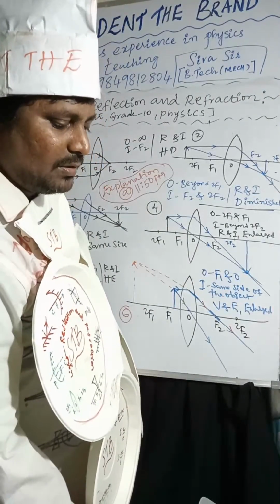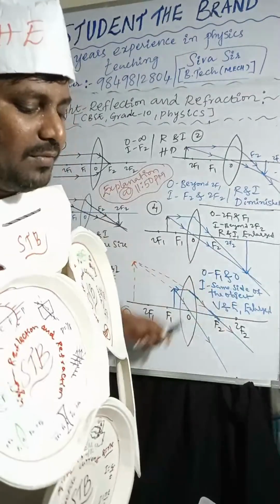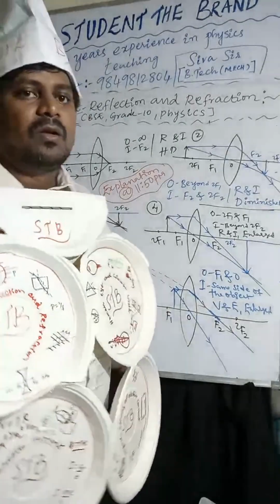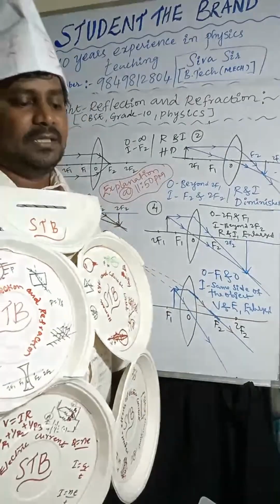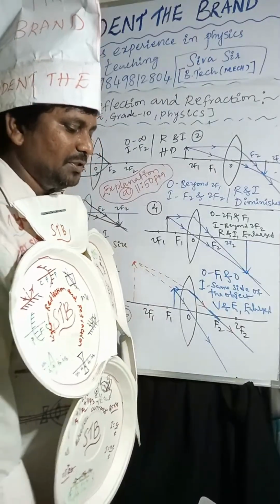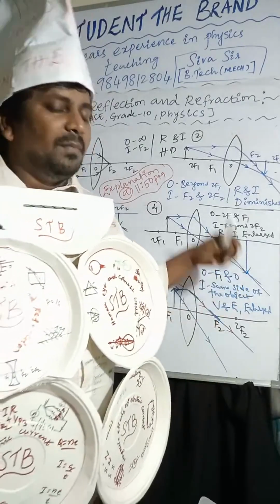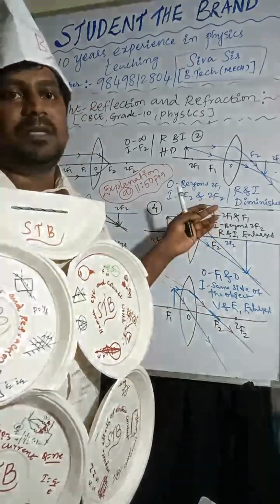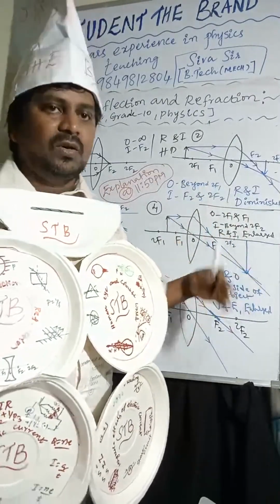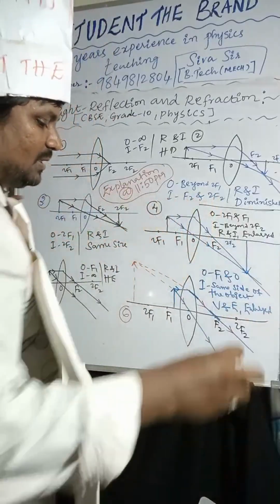So let's start. For the concave lens, there are only two image formations. For the convex lens there are six, according to the object position and image position, and the nature depends on that. But for the concave lens there are only two image formations. We'll discuss those.